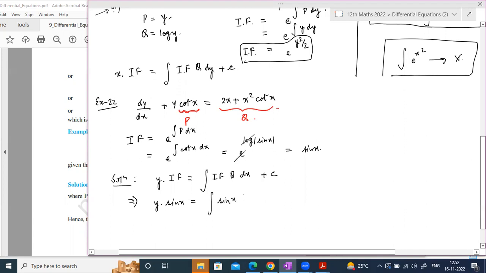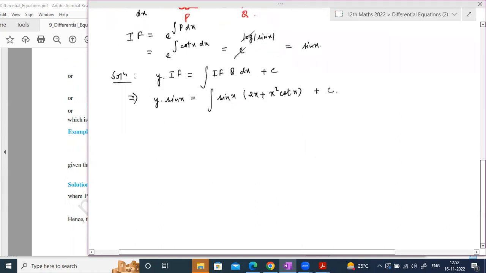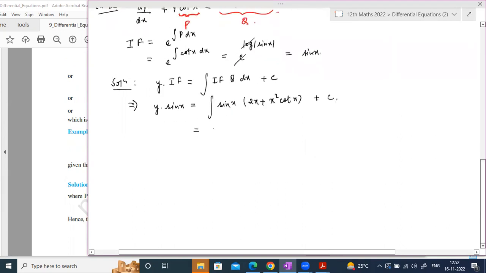sin x times q, and q is a little complicated function, 2x plus x square cot x, plus c. Now our job is to just do this integration. It can be split into two integrals, 2 into x sin x plus x square into cos x, plus c. Because sin x will get cancelled, we'll just be left with cos x.